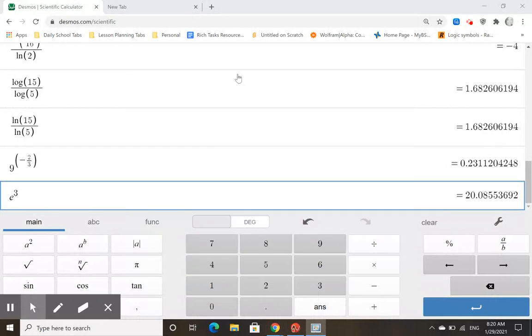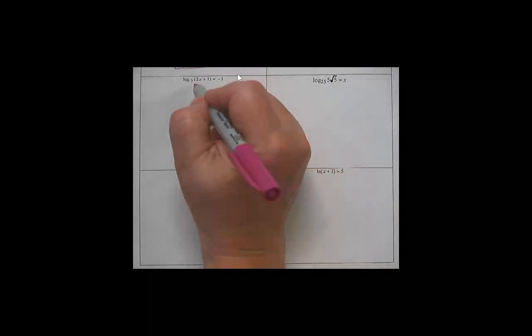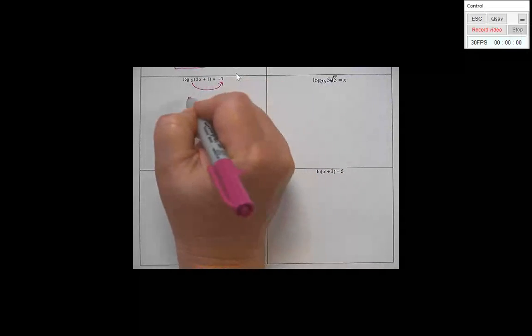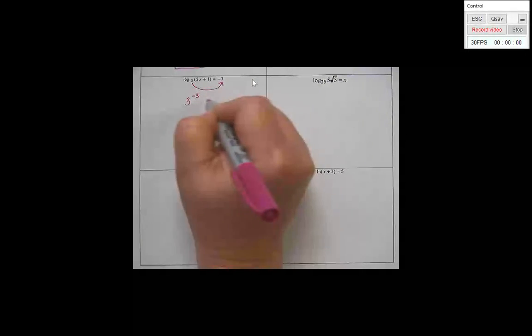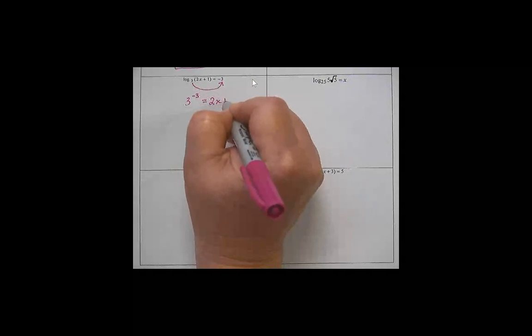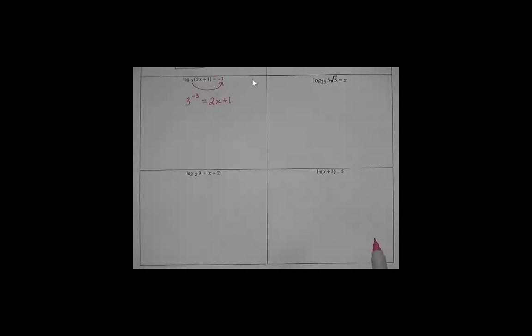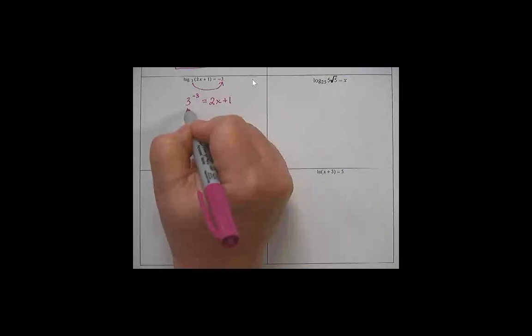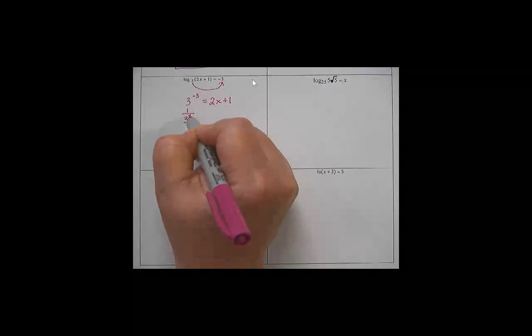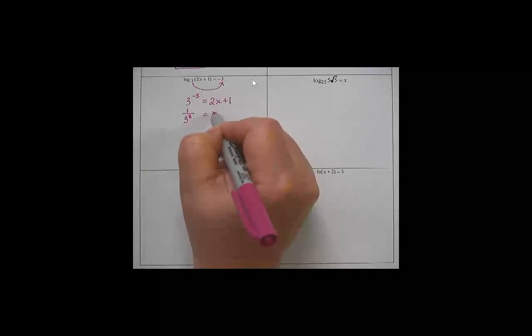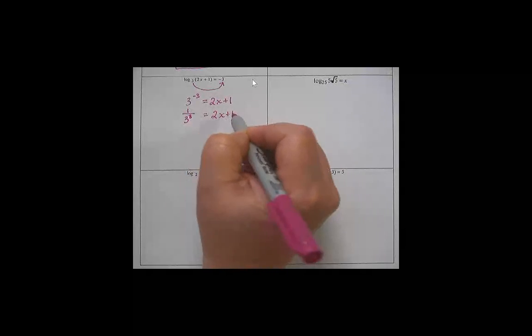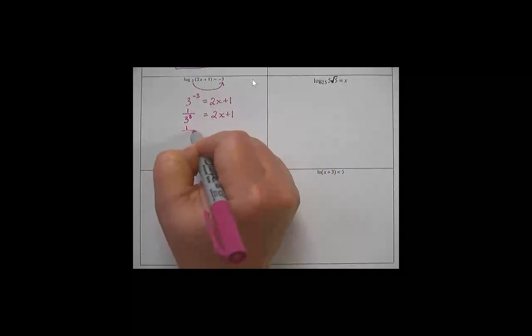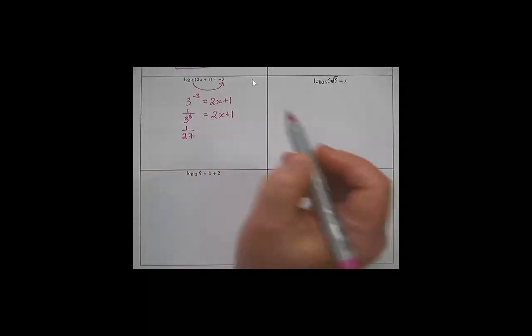All right, let's look at the next ones. Getting a little more complicated here. So we're going to do 3 to the power of negative 3 is equal to 2x plus 1. Now this I might actually be able to do. I know that this means 1 over 3 to the third power. I know that 3 to the third power is 27.